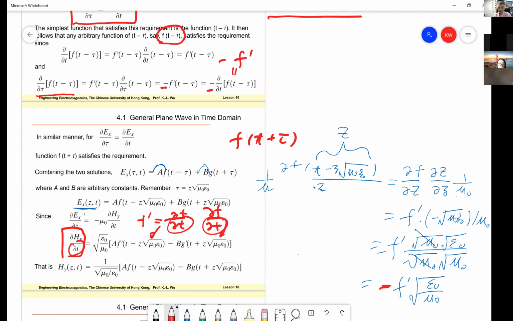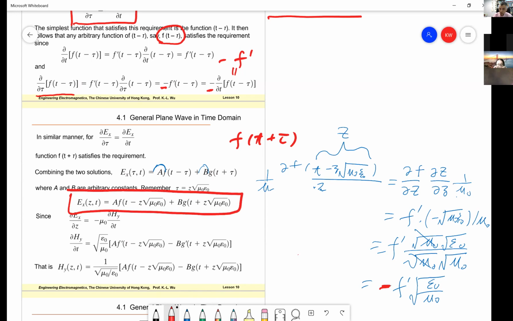So if you do the integration over time on both sides, I remove the partial t, I remove this guy, I remove this guy. This is my solution for the magnetic field. This solution is very significant. There are a lot of stories we can read from this solution and this solution.